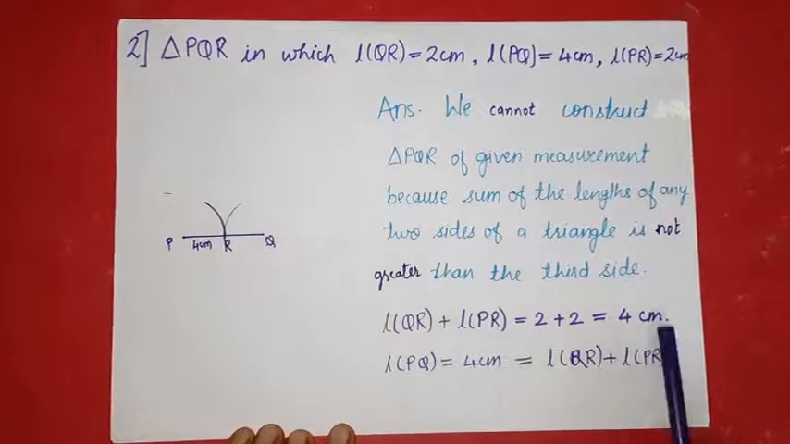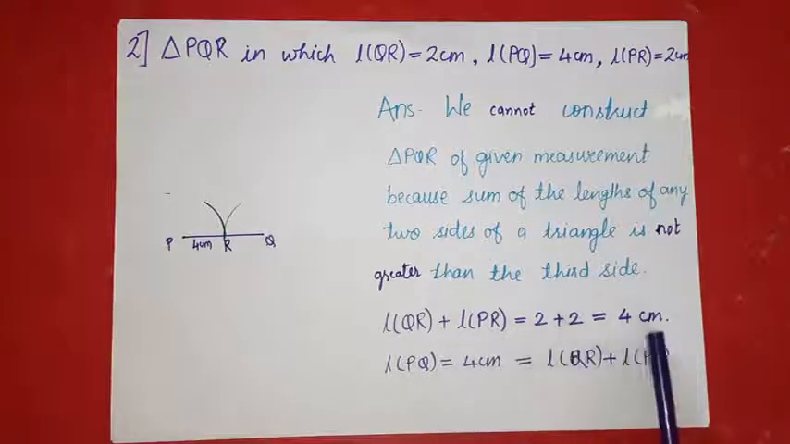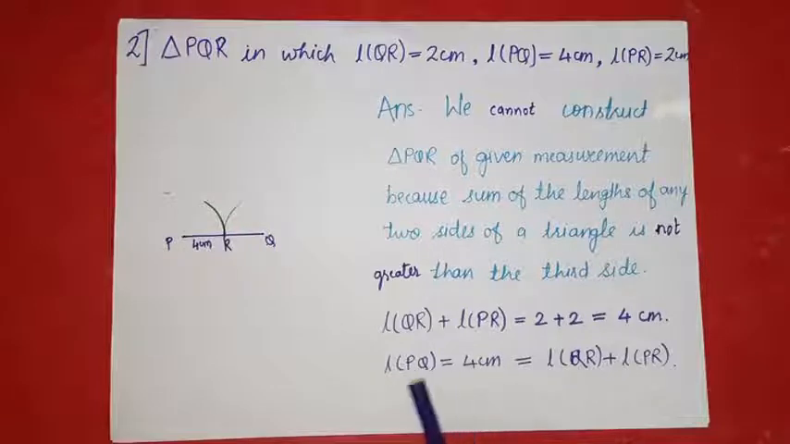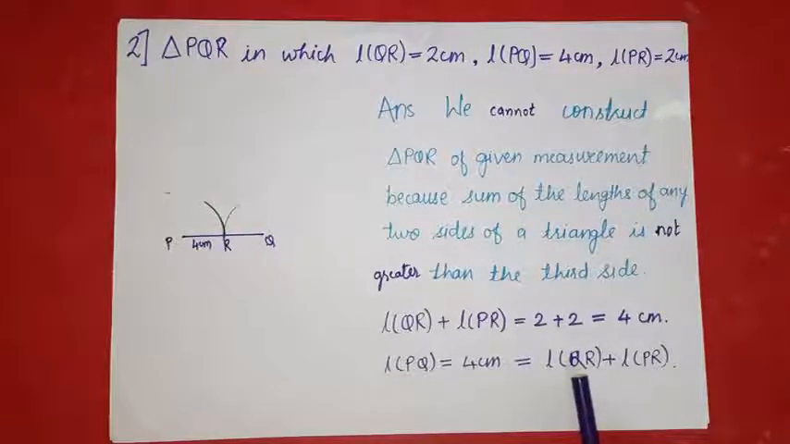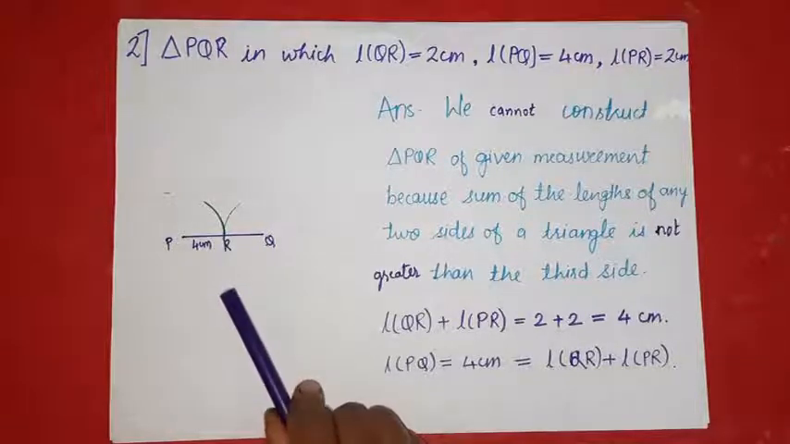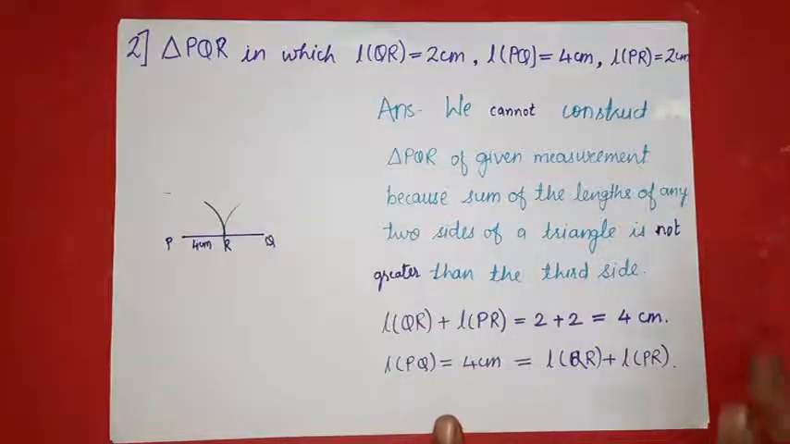Again you will see here, length QR plus length PR is 2 plus 2, which is 4 centimeter. Also the length of PQ is 4 centimeter, which is equal to the sum of the lengths of the remaining two sides. Hence a triangle cannot be constructed using the given data.